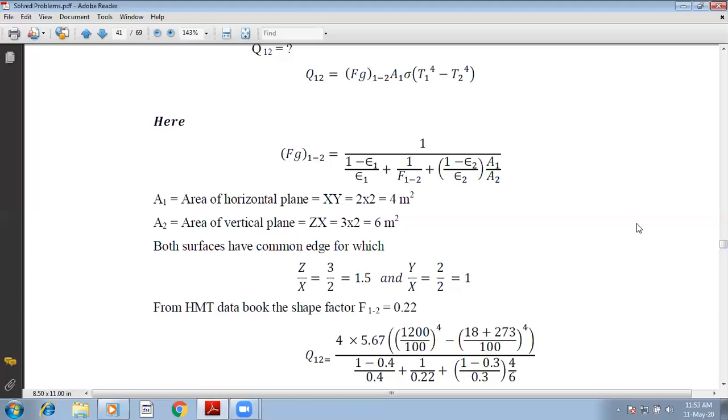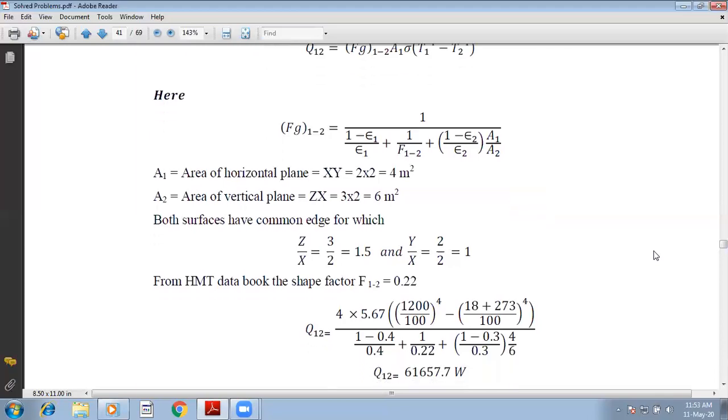And if you substitute the value of emissivities as 0.4 and 0.3 for first and second surface respectively, you will have the heat transfer from surface 1 to 2 as 61,657.7 watts.